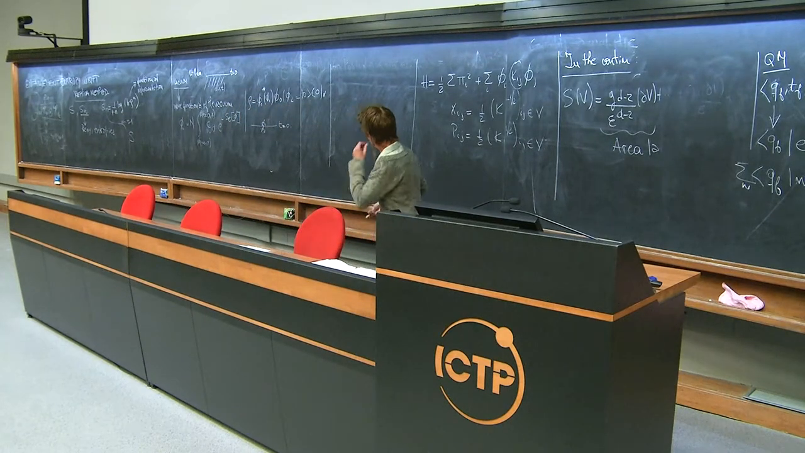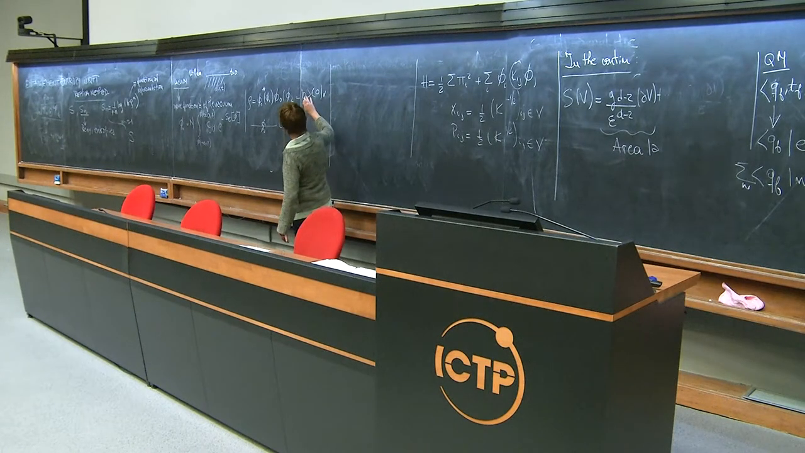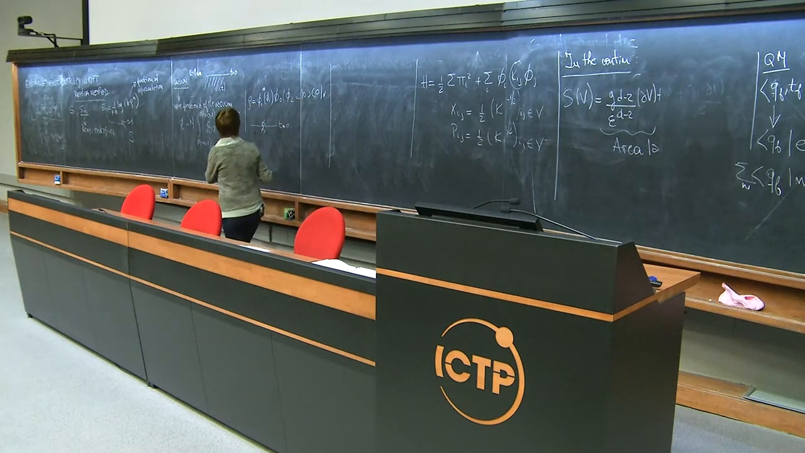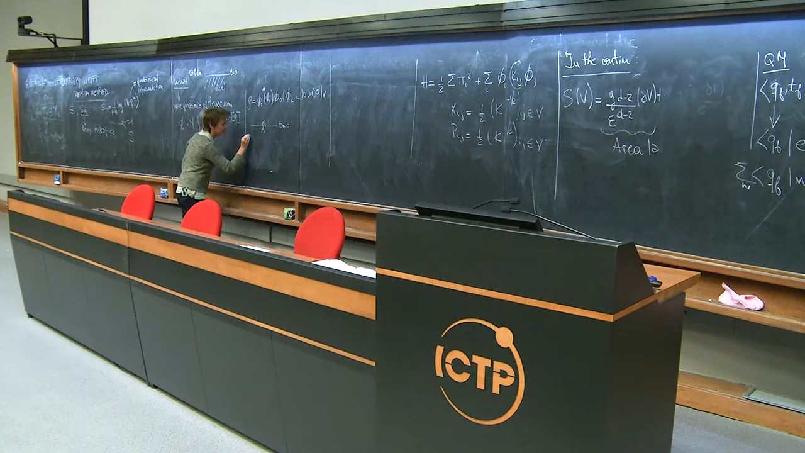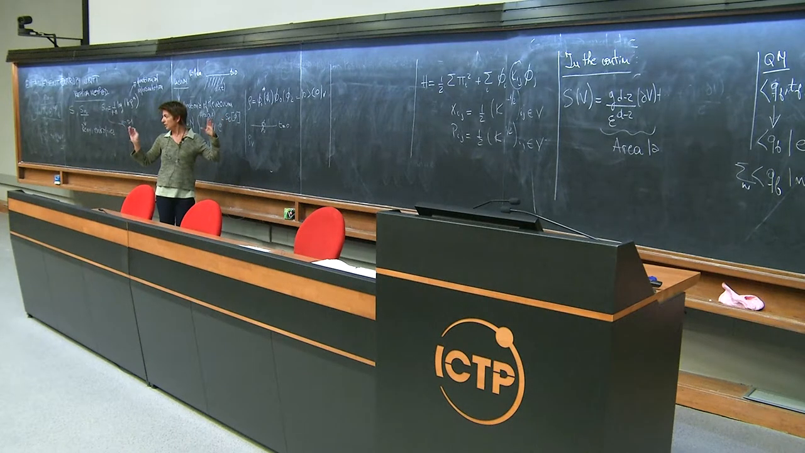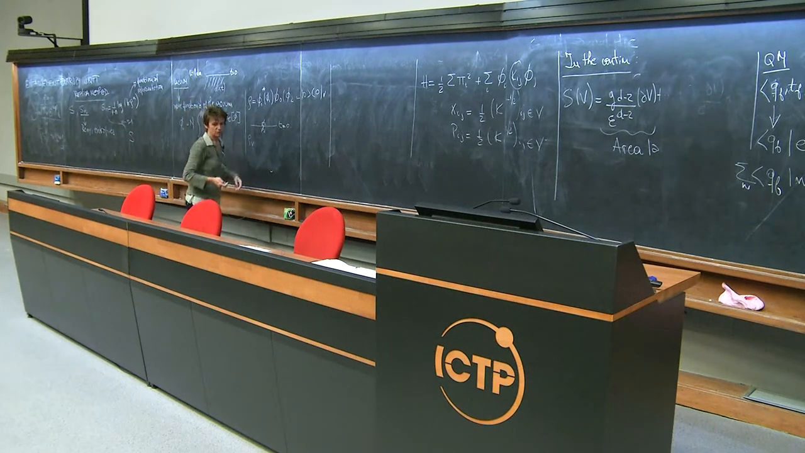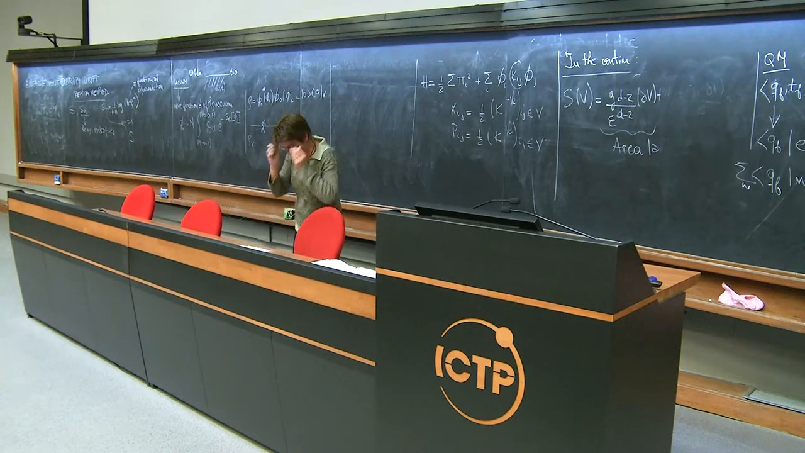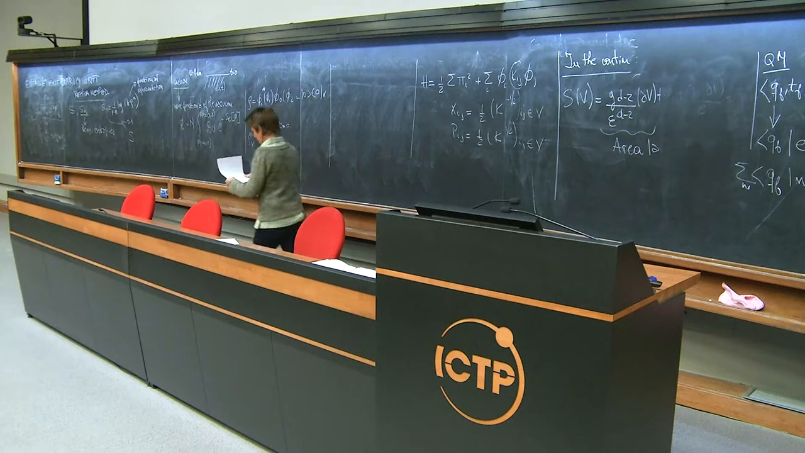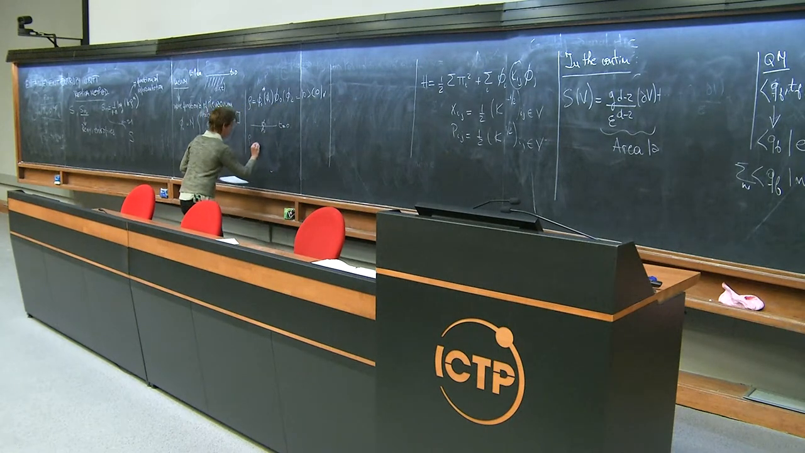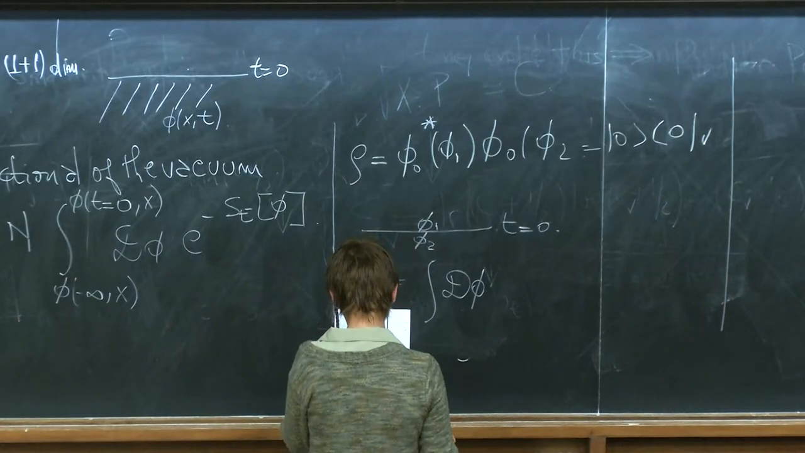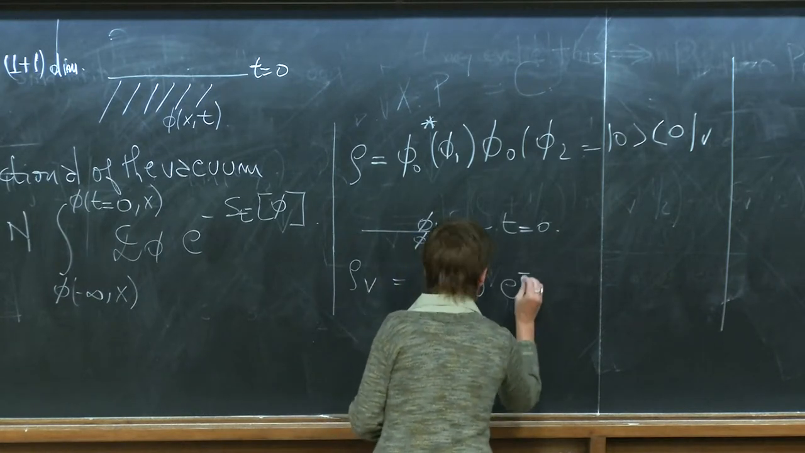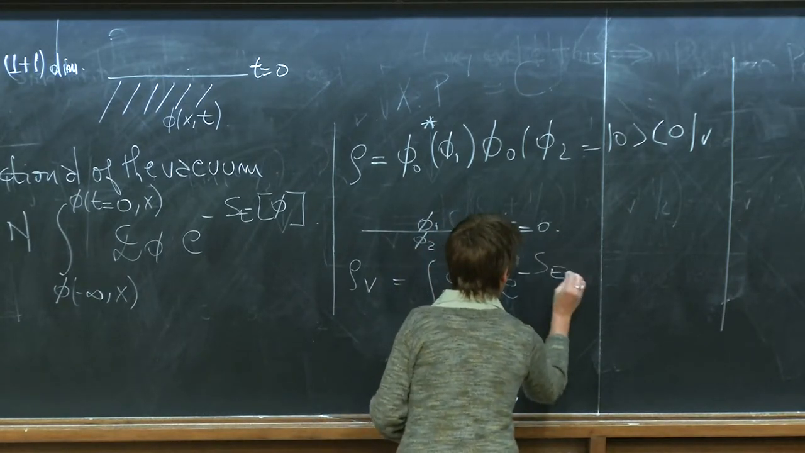Once you have written your density matrix, there's one step first. You're interested in a region, so you have to trace over the degrees of freedom which are outside your region, so you have to add one integral. What you get at the end is an integral over the whole plane with a cut.